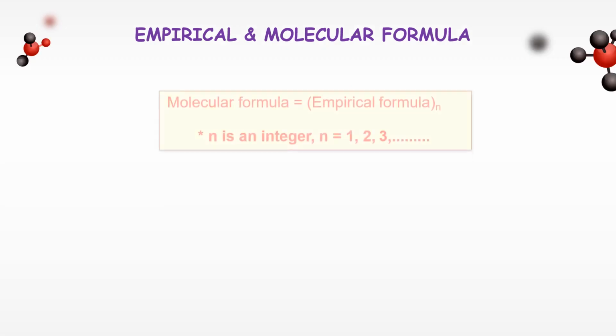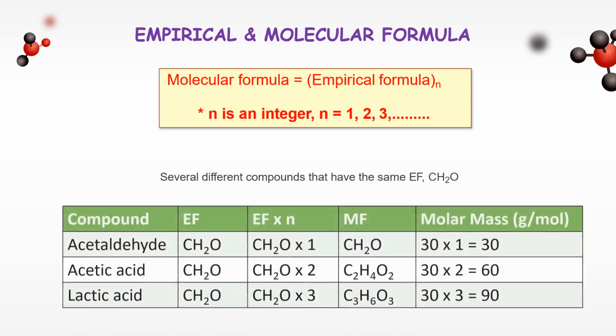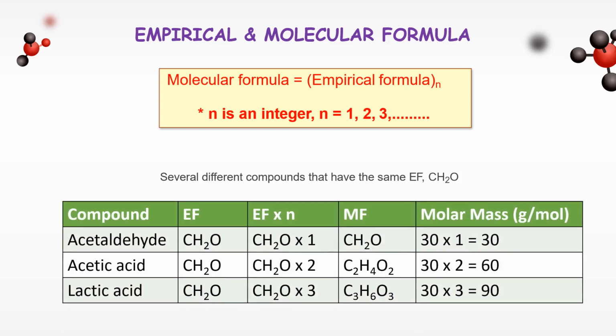So here we have the formula to calculate the molecular formula, which is equal to, in bracket, the empirical formula multiplied by n. n is an integer; n can be 1, 2, 3, 4, 5, and so on. For example, here we have several different compounds that have the same empirical formula, which is CH2O. From the table we can see three different compounds with the same empirical formula, CH2O. We don't know whether this formula belongs to acetaldehyde, acetic acid or lactic acid.